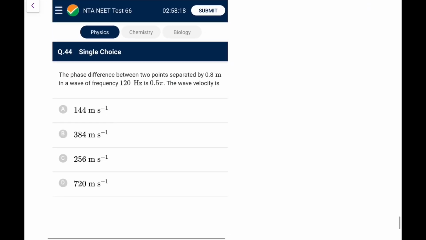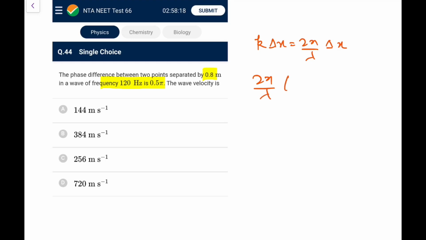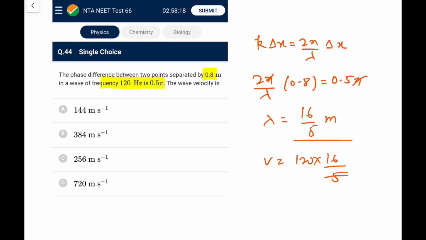Next one. The phase difference between two points separated by 0.8 meters with a wave of frequency 120 hertz is 0.5π. Okay, so the phase difference between two points is k Δx, which is 2π by lambda into Δx. So 2π by lambda into 0.8 is equal to 0.5π. So π goes, and lambda comes out as 16 by 5. So wave velocity is lambda f, so 120 into 16 by 5, so it is 24 into 16, which is 384 meters per second. So I'll go for option B, again a regular question.